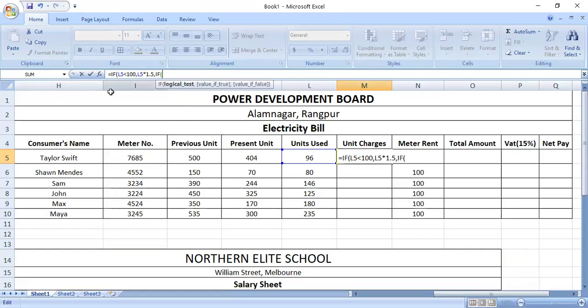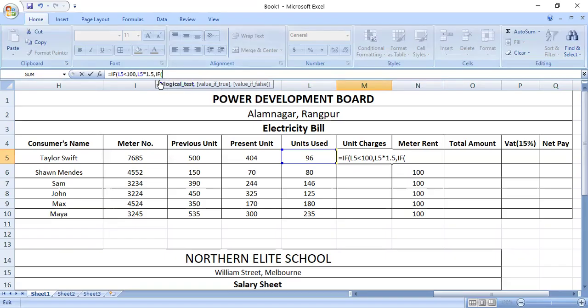Then again, what we did over here is, make sure you write the equal sign first. Equal, if L5 is less than 100. The lowest was 80 and then 96, so I took 100, below 100. Below 100, L5 will be charged 1.5, comma. Make sure, observe, there is a comma over here after 1.5. I haven't closed the bracket, please understand that. We'll do it at the end of the formula.